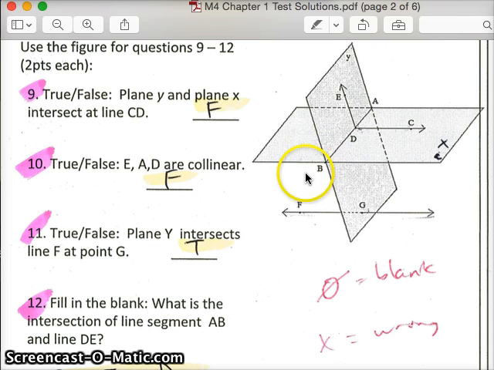Question number 10, E, A, and D. They say they're collinear. That's actually false because they're not on the same line, right? They don't make a straight line.